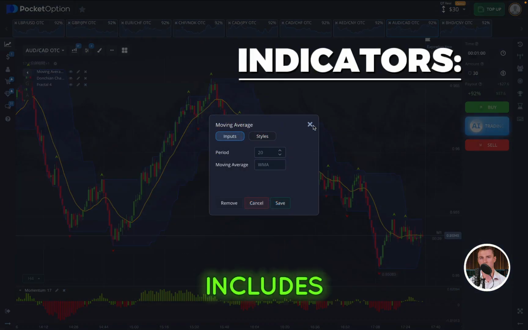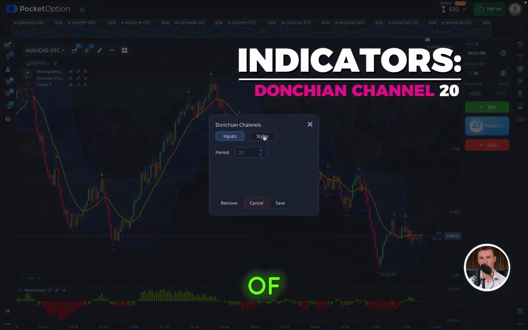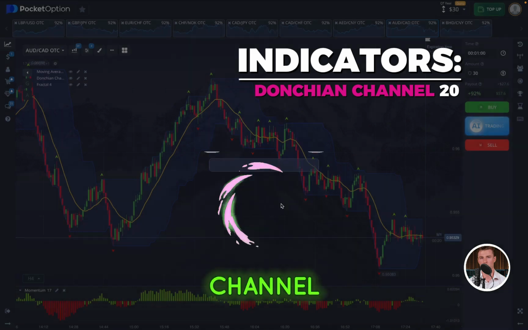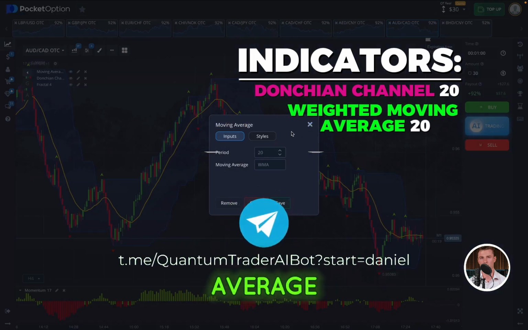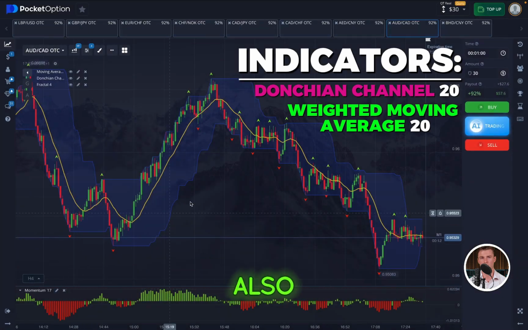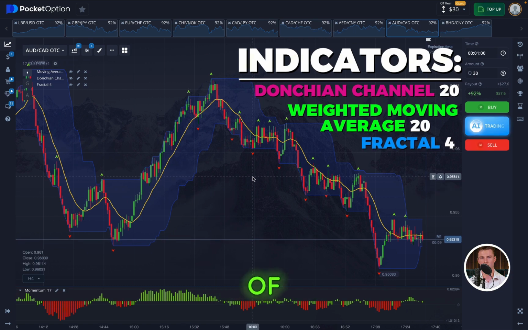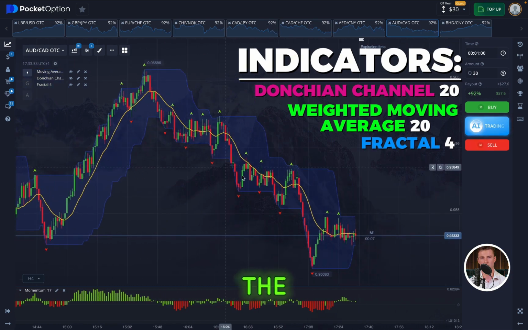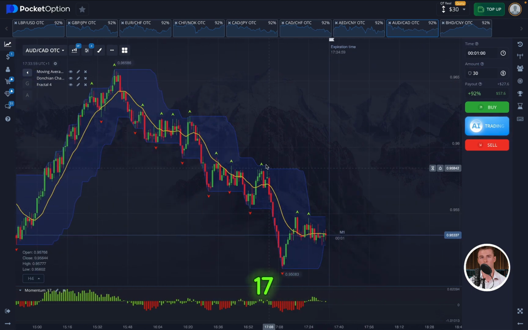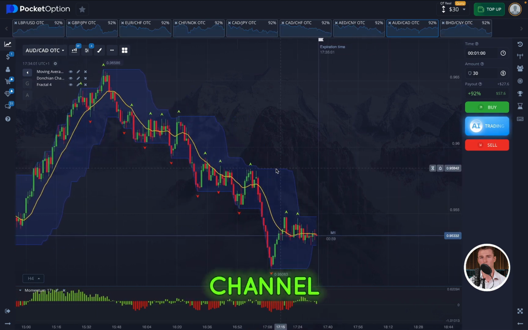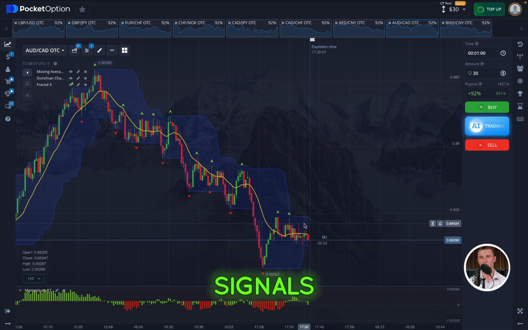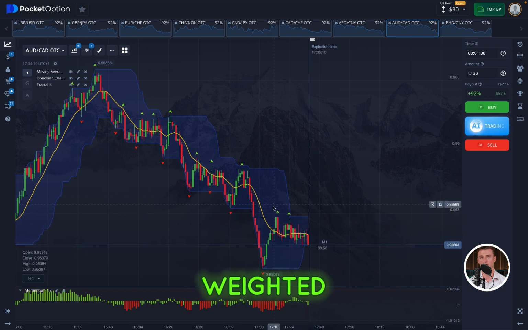For example, it includes the Donchian channel with a period of 20. We remove the average moving average of this channel, and instead we will have a weighted moving average with a period of 20, also the fractal with a period of 4, and the momentum oscillator with a period of 17. Today, we will analyze the movement within the channel indicator, also focus on searching for extreme points and receive signals from the interaction of the price with the weighted moving average.